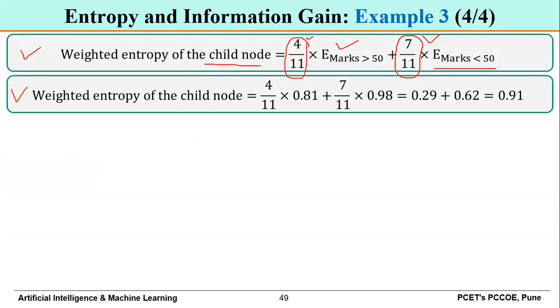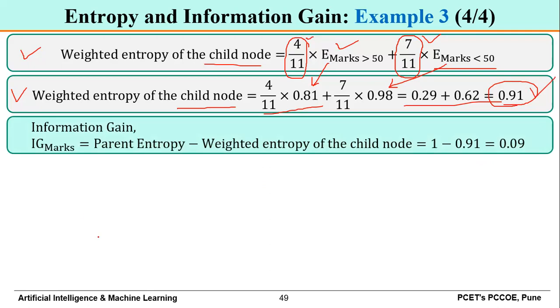Then the weighted entropy for the child node is simplified by putting in the values: 0.81 here, we will put 0.98, and when you simplify you will get the weighted value as 0.91. So the weighted value we received is 0.91. Now we will calculate the information gain.